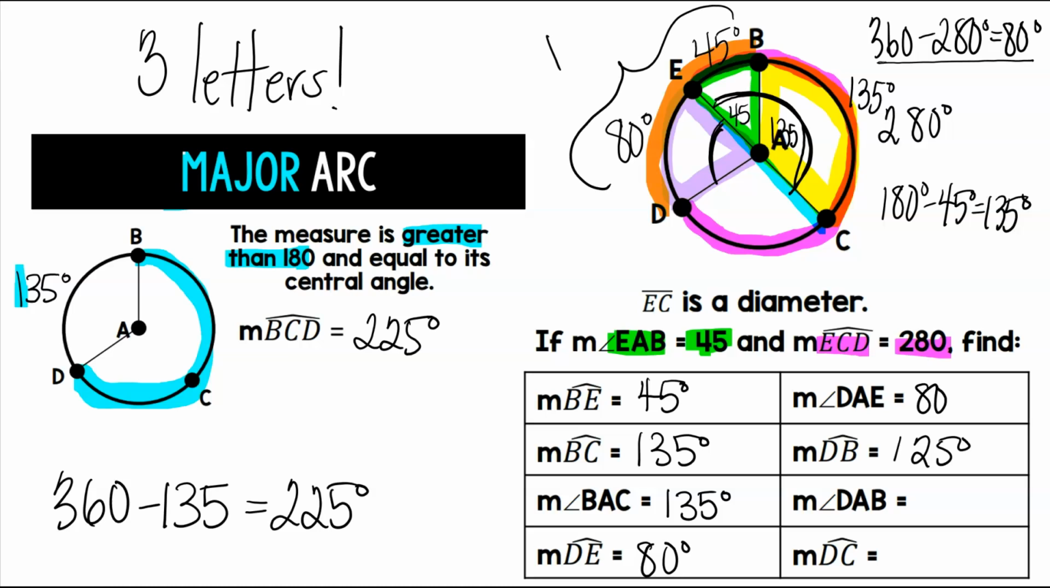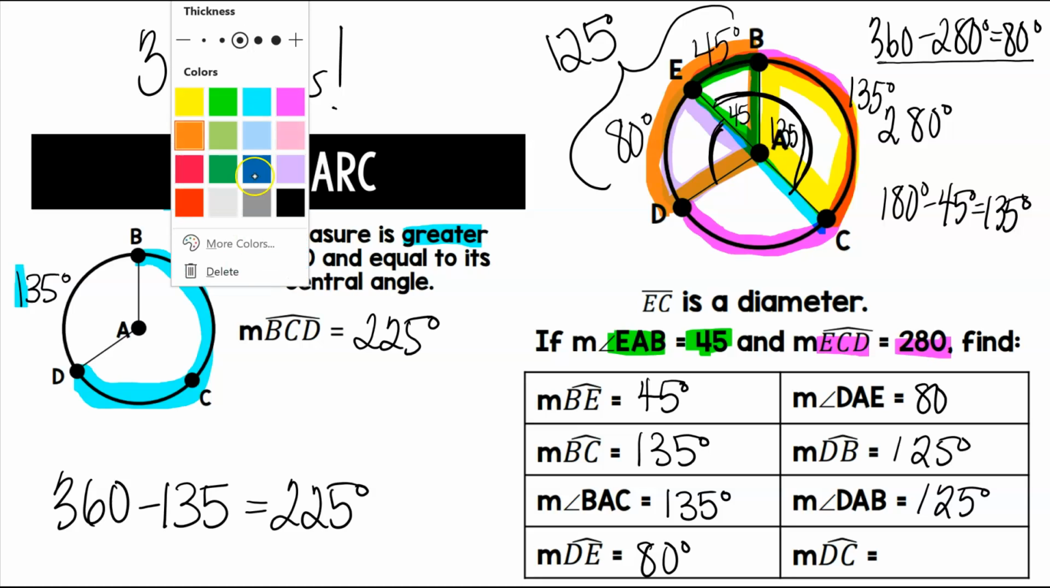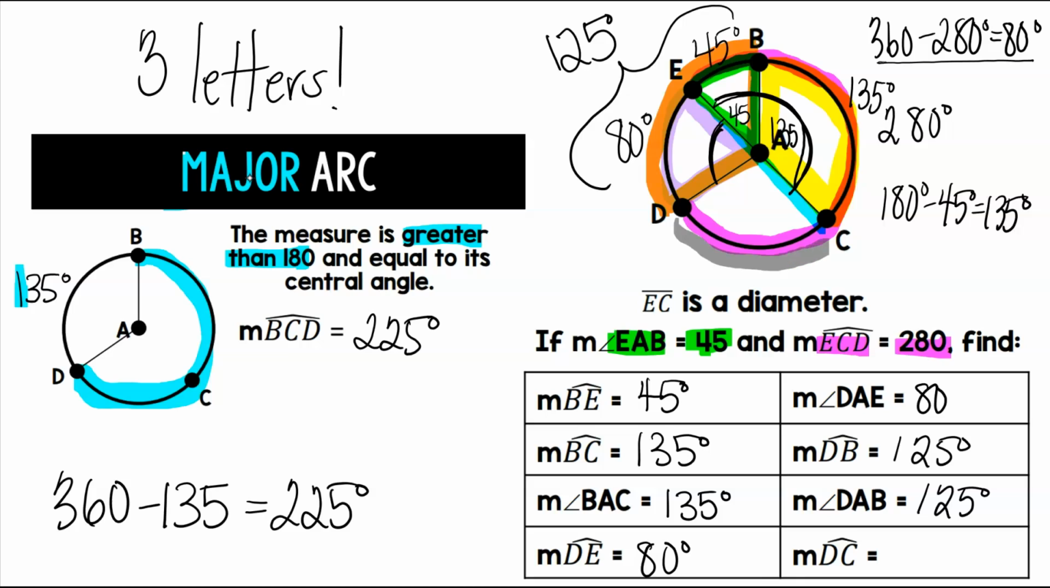Angle DAB is the central angle to that orange arc. So therefore, if the arc is 125, the central angle must also be 125. And last but not least, we have arc DC. Arc DC is just this gray arc right here.